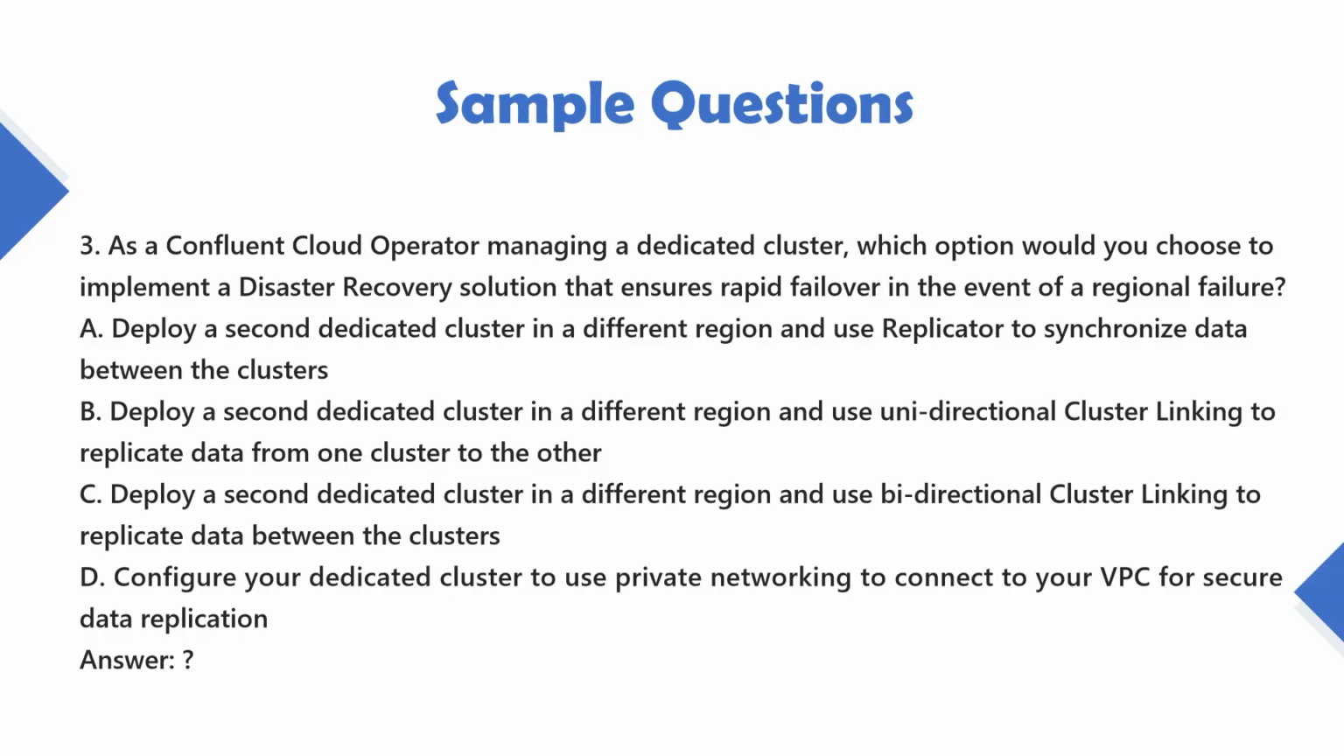C. Deploy a second dedicated cluster in a different region and use bidirectional cluster linking to replicate data between the clusters. D. Reconfigure your dedicated cluster to use private networking to connect to your VPC for secure data replication.